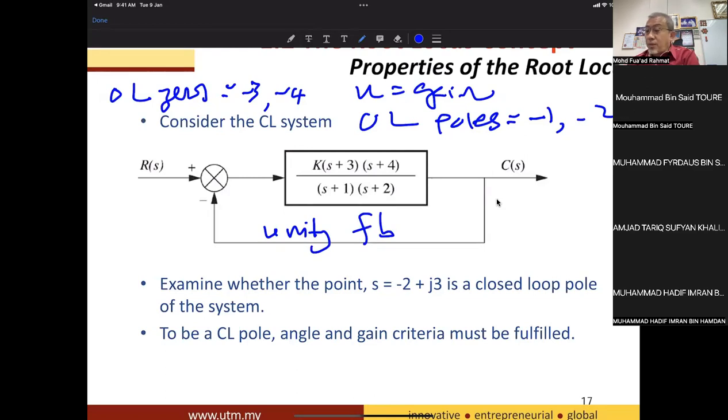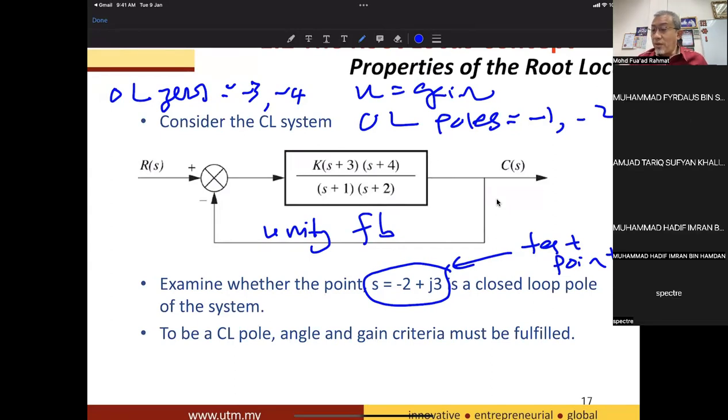This example asks: if we have a point -2 + j3, is it a closed loop pole or not? So we have a test point here. We have to test whether -2 + j3 is on the root locus or not on the root locus. To be a closed loop pole, as we know, this point must fulfill the angle criteria and the magnitude criteria.